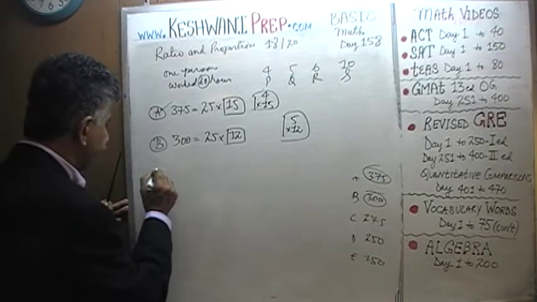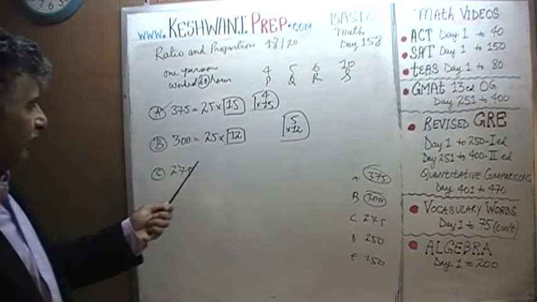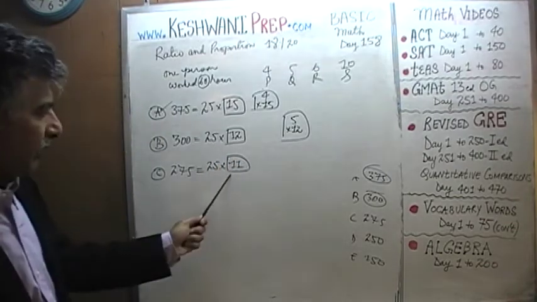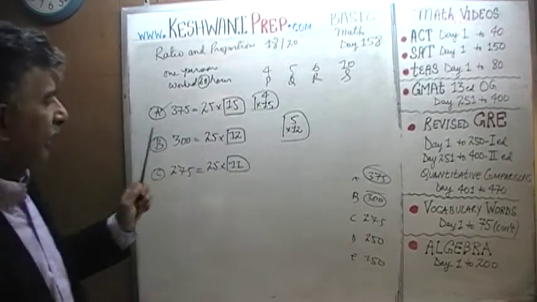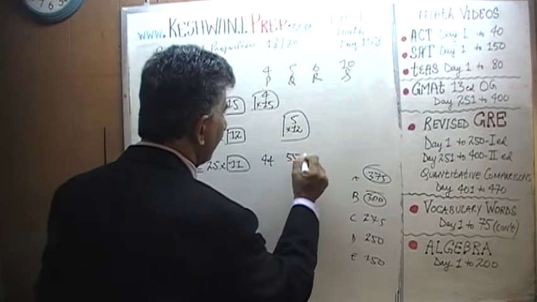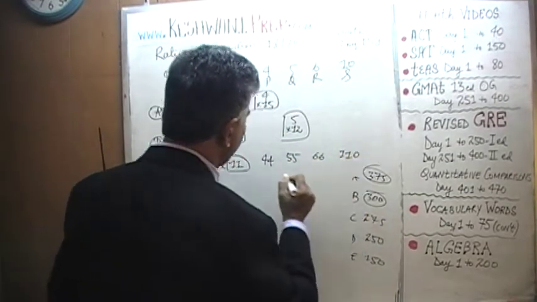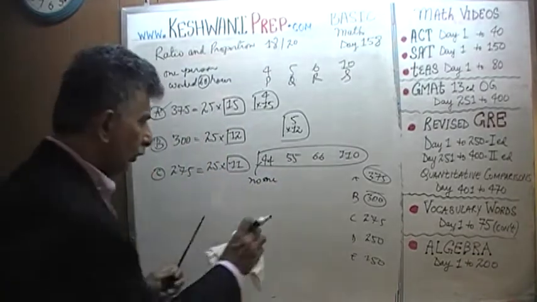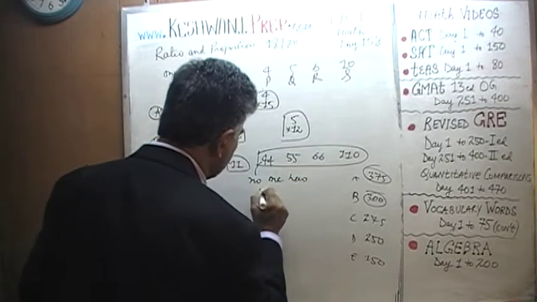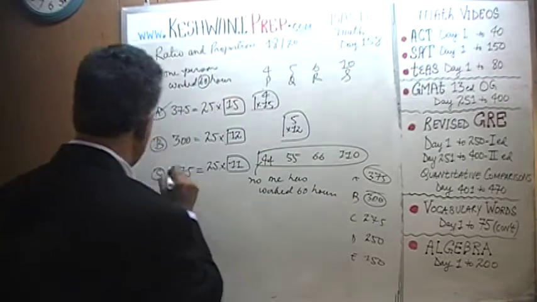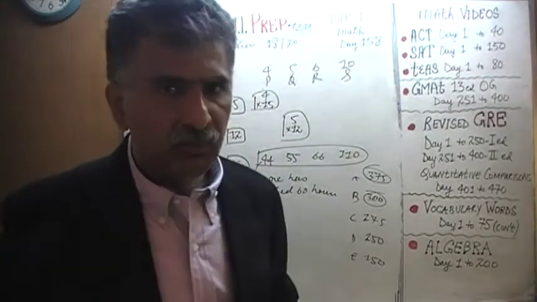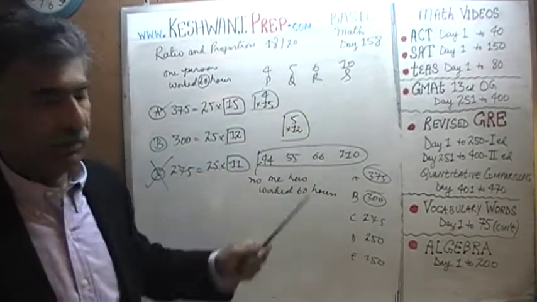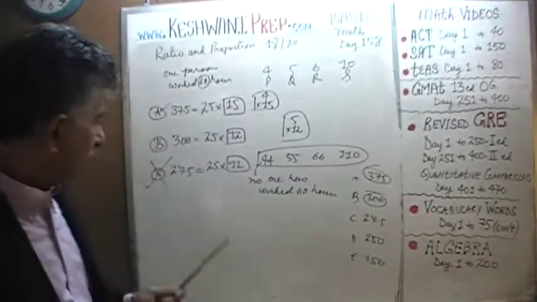Let's move on to 275. 275 is just 25 less than 300, so if this is 25 times 12, then this must be 25 times 11. You can clearly see now we have a problem. Each part is worth 11 hours. Person P worked 4 parts, which means P has worked 44 hours, Q has worked 55 hours, this person has worked 66 hours, and the last has worked 110 hours. As you can clearly see, in this scenario no one has worked 60 hours. It is not possible for these four people to have worked a total of 275 hours, given that they worked in the ratio of 4 to 5 to 6 to 10, and that one person must work 60 hours. Answer is C.